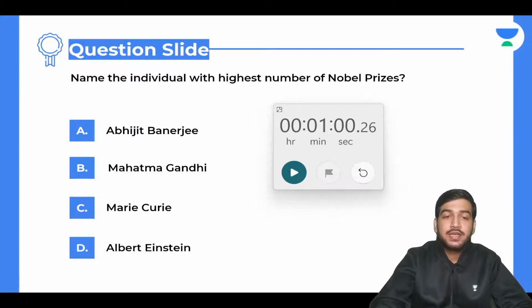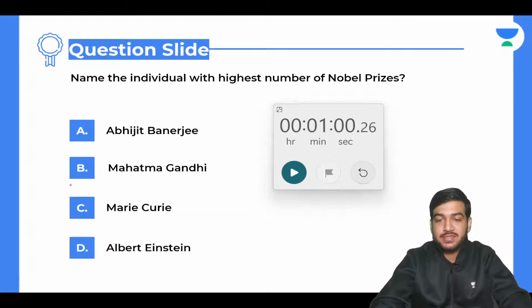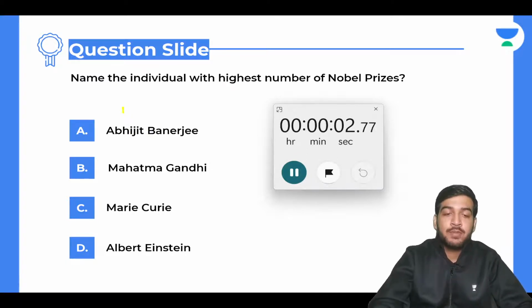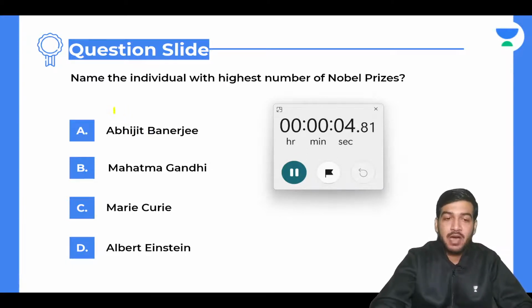Then next, name the individual with the highest number of Nobel Prizes. We all know that Nobel Prizes are awarded every year. Which individual has the highest number of Nobel Prizes? Is it A. Abhijit Banerjee, B. Mahatma Gandhi, C. Marie Curie, or D. Albert Einstein?